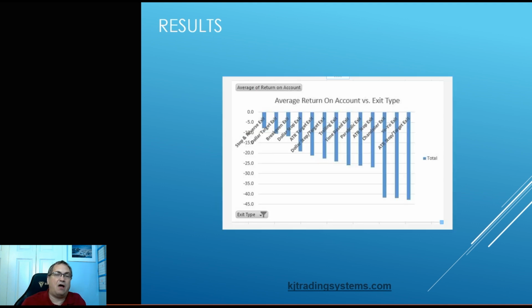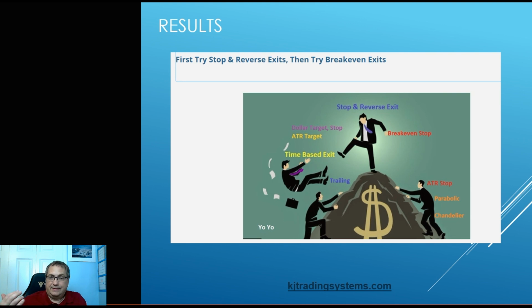So when you look at all the exits that I've tested, including part one, you can see the stop and reverse on the far left is still by far the best. And then the chandelier, the yo-yo, and the ATR stop with a target, those are the worst. So those would be the ones you'd want to stay away from. So that's my conclusion. Again, stop and reverse is the top of the peak, and it's defeated all other entrants.